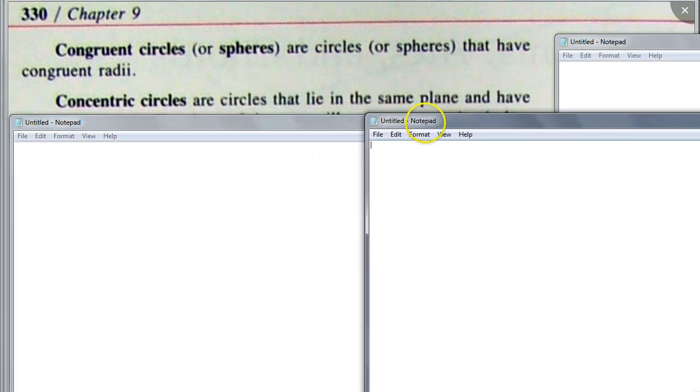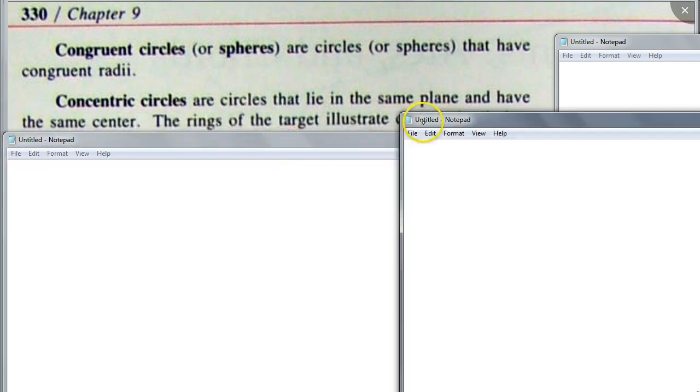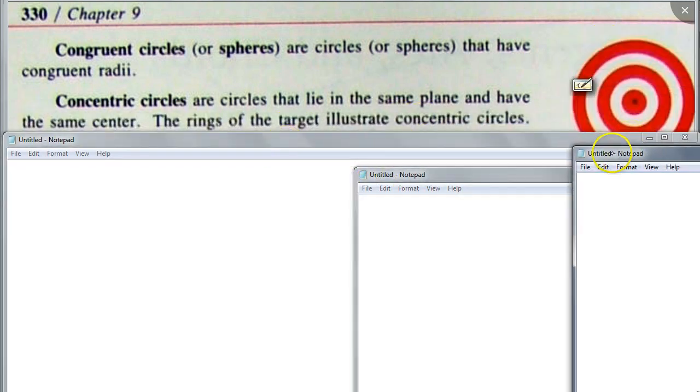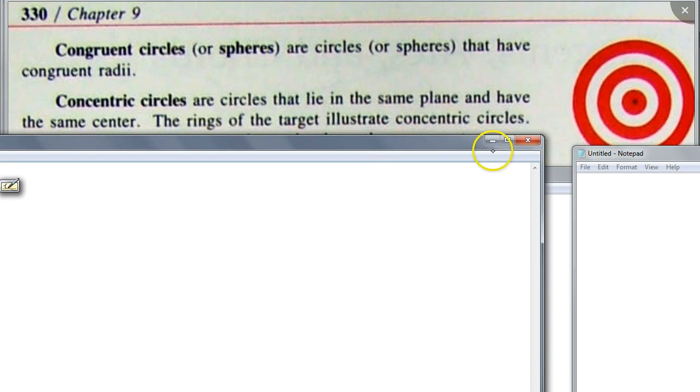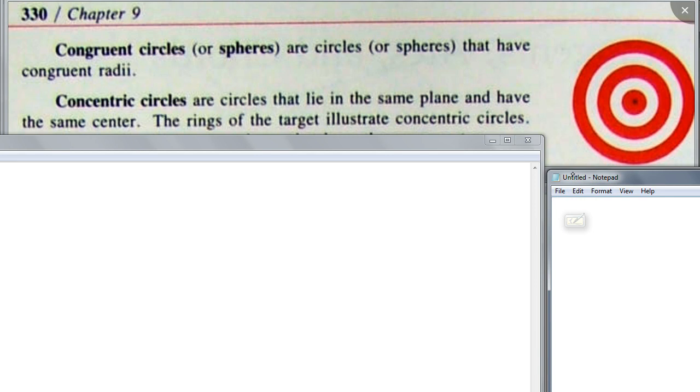These are circles that lie in the same plane. So we kind of have to make a distinction between circles and spheres. You see how they talk about planes here? These are circles that lie in the same plane and have the same center. And here's the illustration. This target, the rings of this target are the concentric circles. If you could have concentric circles, guess what we could also have?